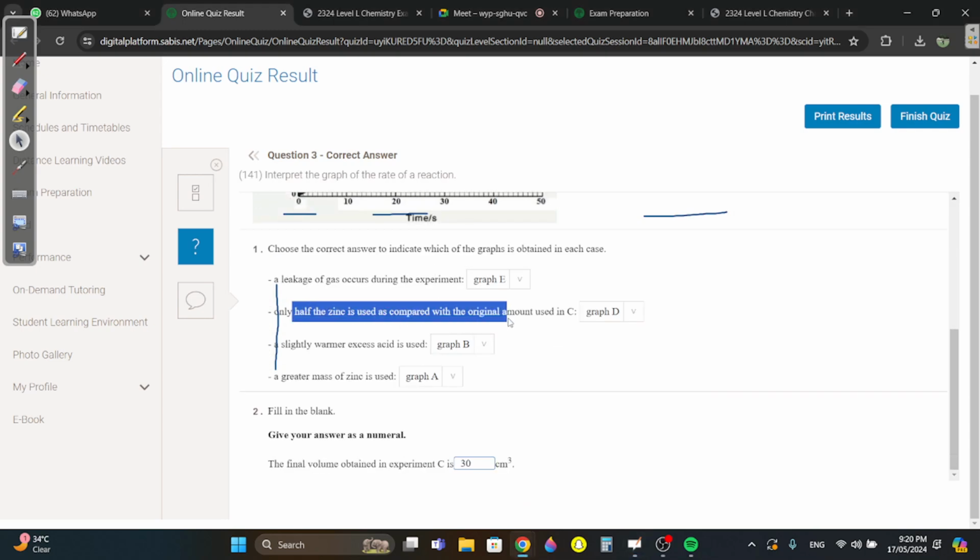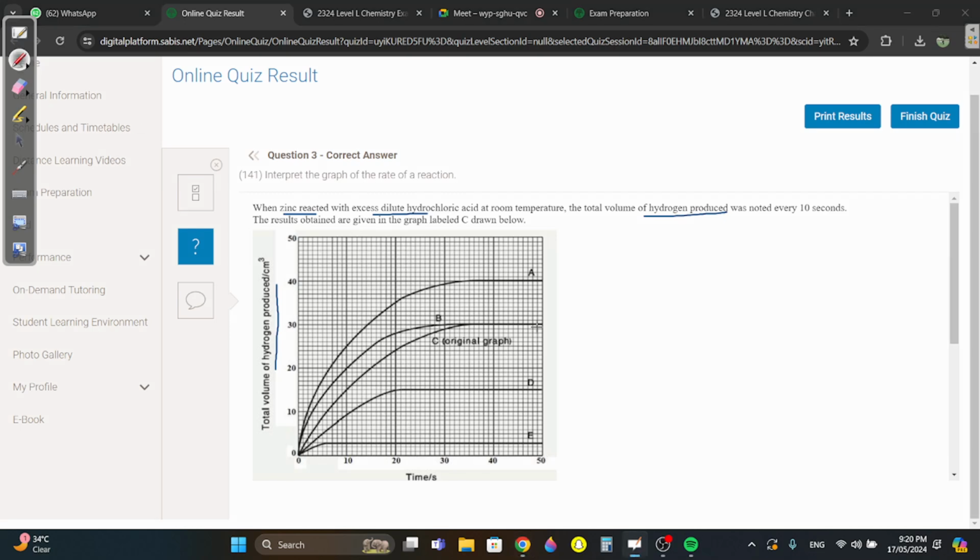Part B, only half the zinc is used. If half the zinc is used, from part C we're at 30. What's half of 30? 15. And graph D is at 15.